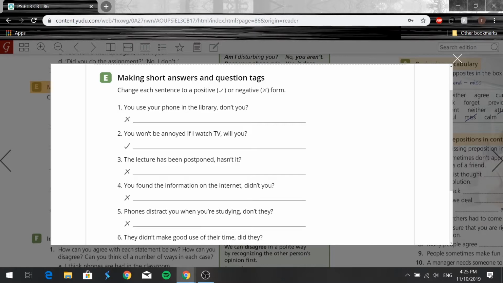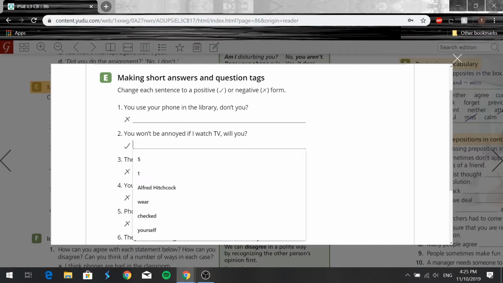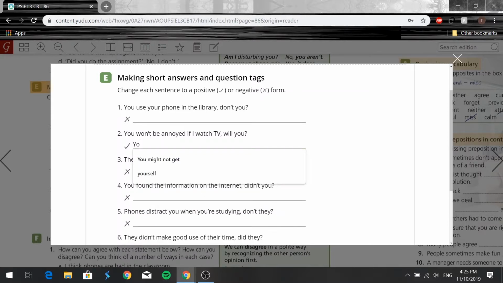Okay, so we have 2, you won't be annoyed if I watch TV, will you? I want to change this to positive, by the way. So we'll say you'll be annoyed if I watch TV, won't you? Question mark. So you'll be annoyed if I watch TV, won't you?